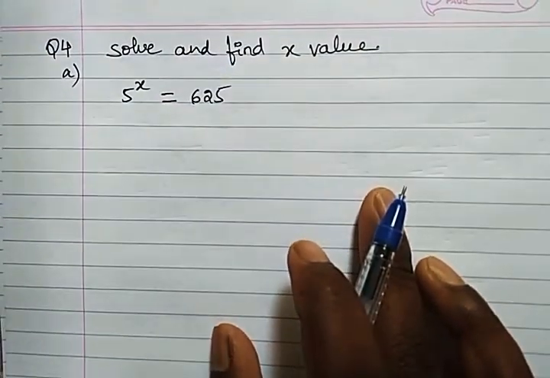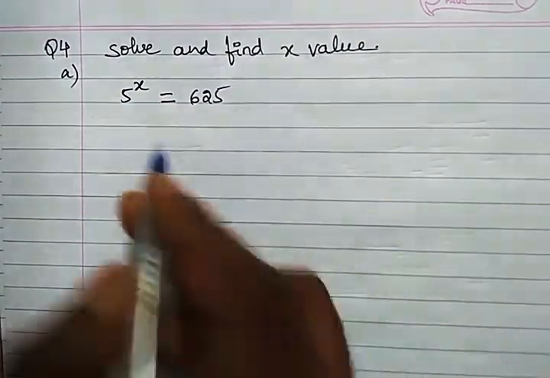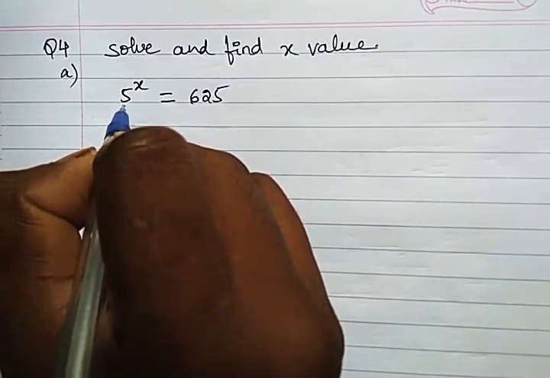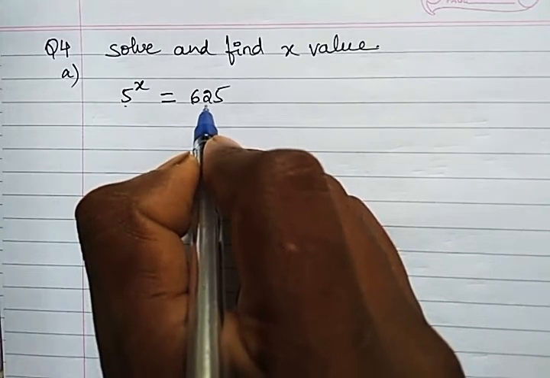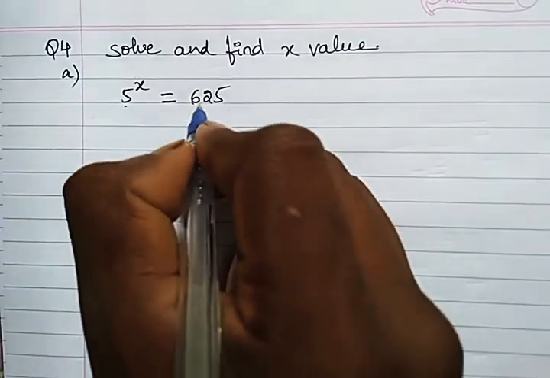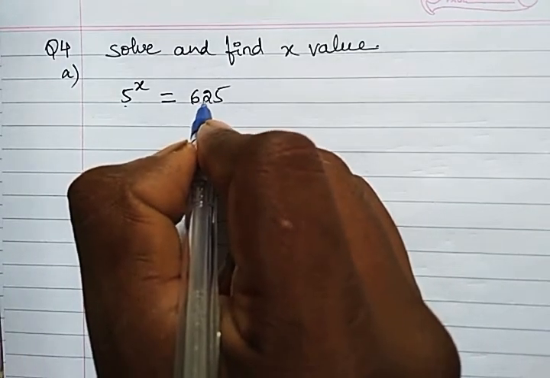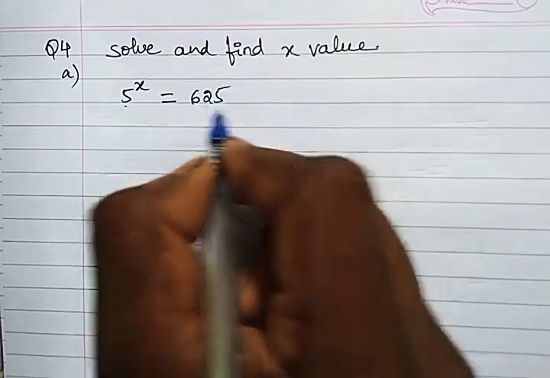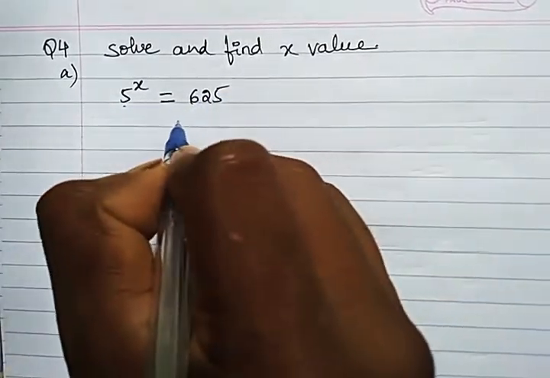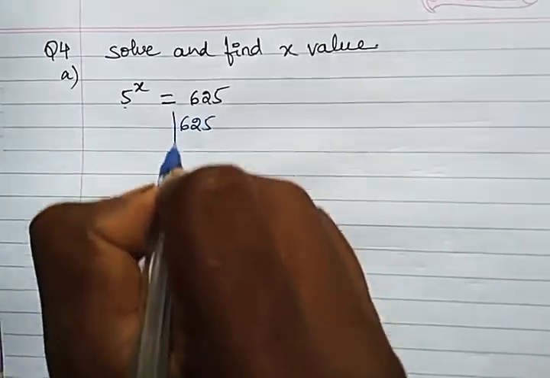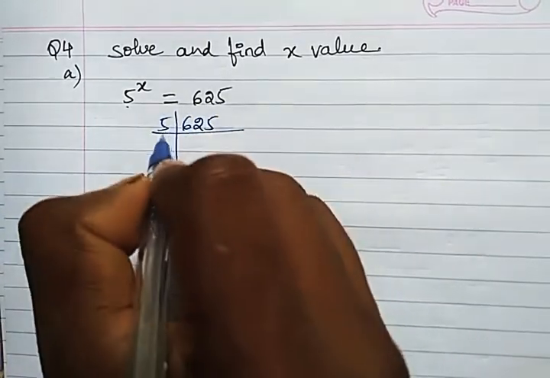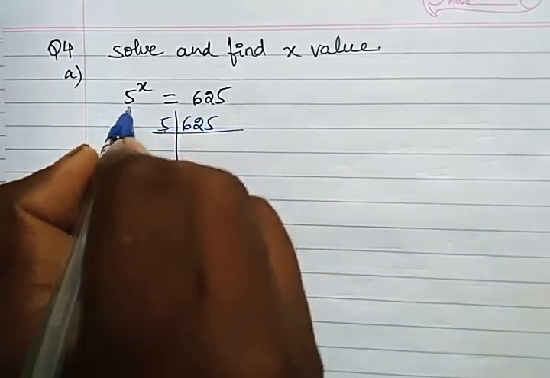Continuing with question number 4, solve and find the x value. 5 power x. Here on one side we have exponential notation, and on the other side it's not in exponential form. This type of question we solved in the previous exercise also. So first we find the prime factorization of the given number, and we make sure that on both sides the base is the same. So for 625, what factors do we get? 5. We must take 5 here because on the other side the base is also 5.